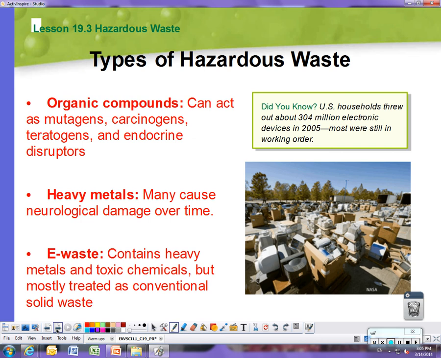All right, I do want you to write these down because these are the types of waste that you need to know of. There's the organic one, which can be the mutagens and the carcinogens, and they can cause bodily harm to us. Heavy metals can cause neurological damage. And then e-waste. This is the waste that is produced from all of our electronics. That's why it's called e-waste. If you look at the picture to the right, you can see all of the electronic waste that we've had, and part of the issue is where do we put it, where does it go? Usually 95% of it can be recycled, but it's not, and that's part of the issue with e-waste. All right, change the slides, make sure you have this all down.